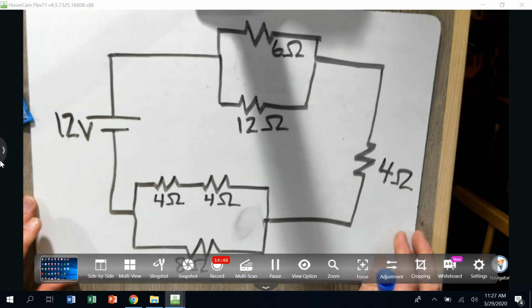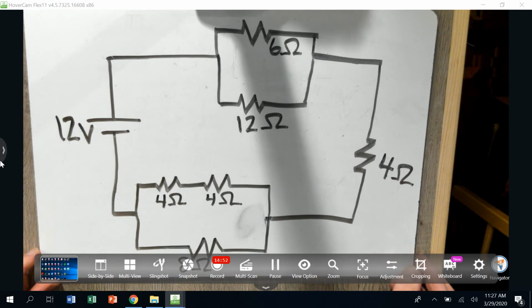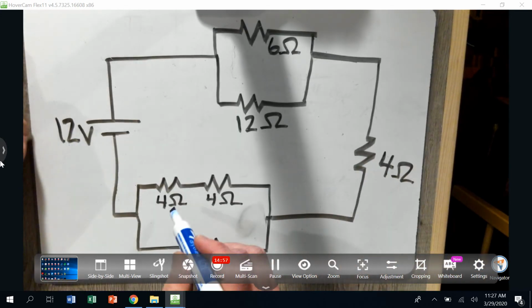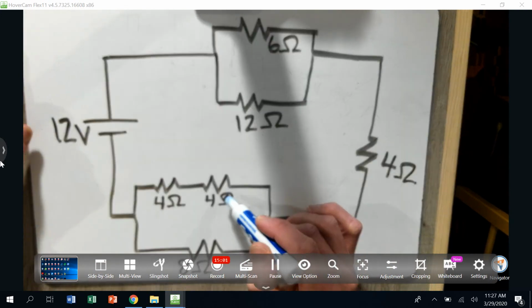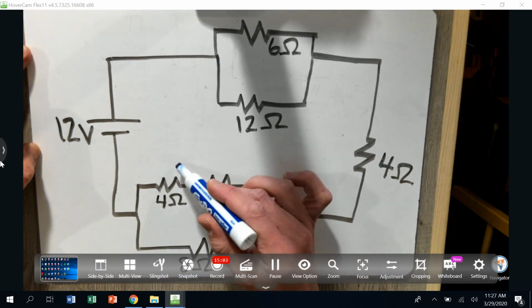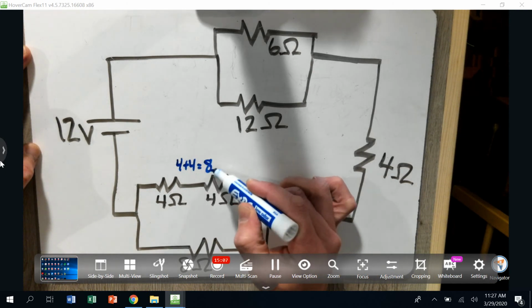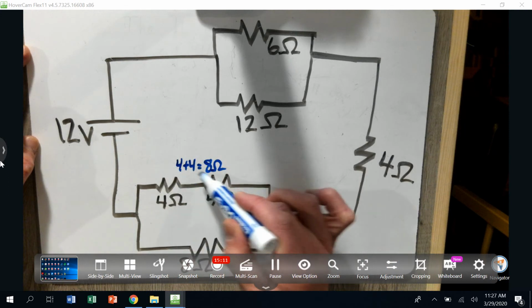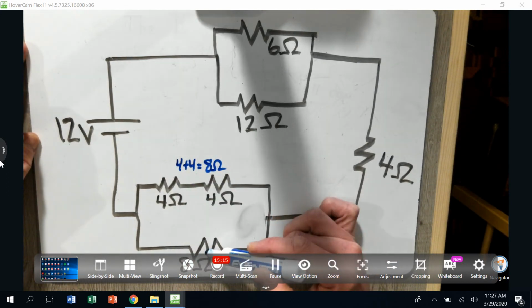So we're going to sum up all the elements, and again we start out in the smallest spot, and we work our way out to the bigger section. If I look at the smallest individual component here, it's going to be the 4 plus the 4. They're in series, so I'm going to add them up. So 4 plus 4 equals 8. So now I have an 8 ohm resistor. Again, this just acts as though it's one 8 ohm resistor. I've got an 8 ohm and I've got an 8 ohm down here.